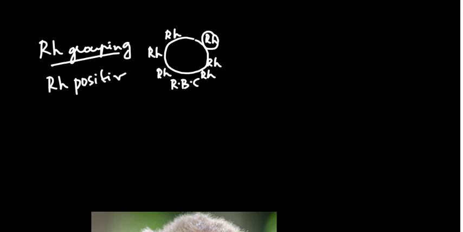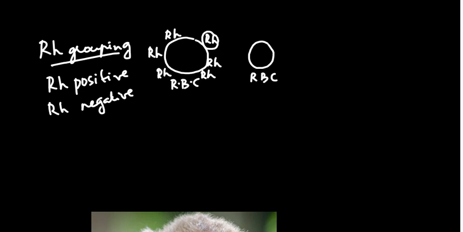So suppose an A blood group person has these RH antigens, then they will be called A positive. A B blood group person having them will be called B positive, likewise. And those who do not have these RH antigens, if the RBCs are not surrounded by these RH antigens, then they will be called RH negative people or RH negative blood group.